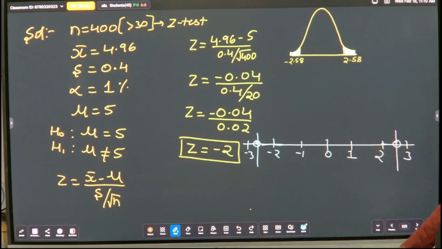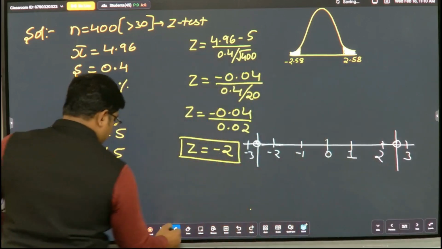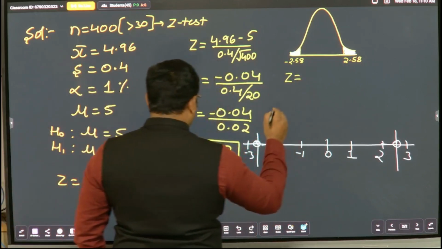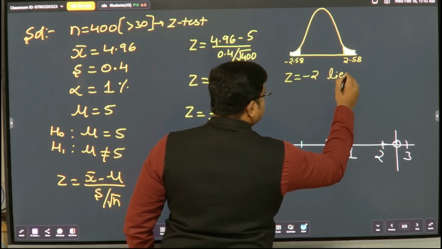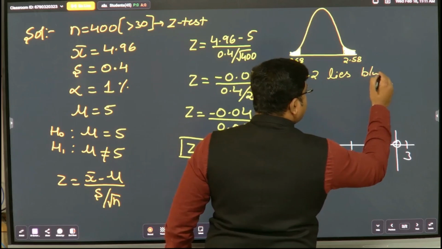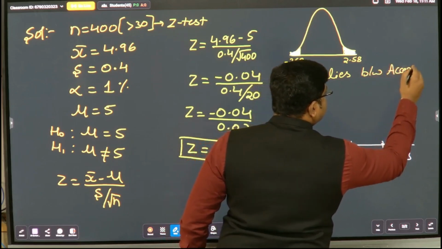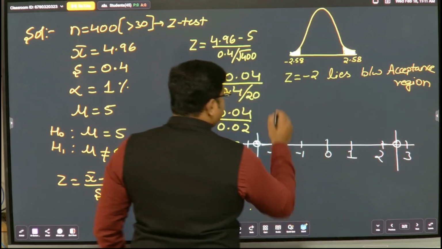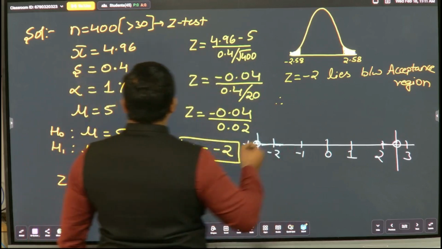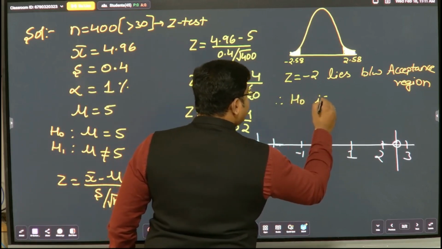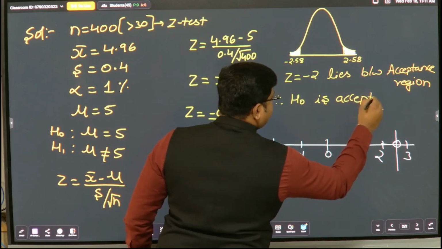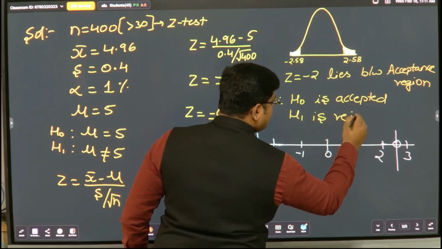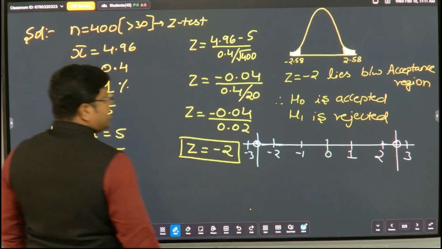Now, how to write? Write down. Z is equal to minus 2 lies between the acceptance region. Therefore, H naught is accepted, H1 is rejected, right? Conclusion.